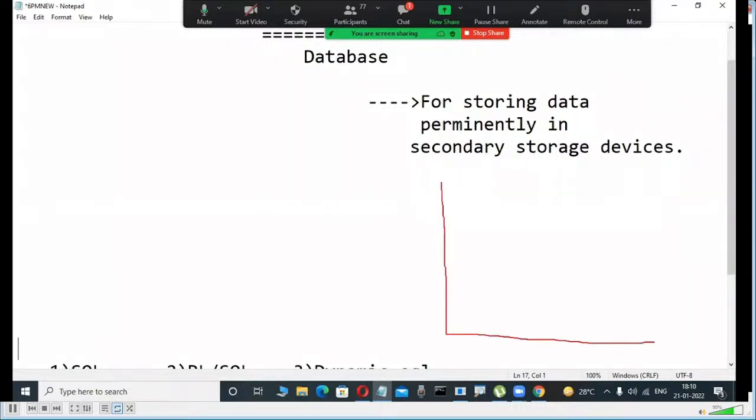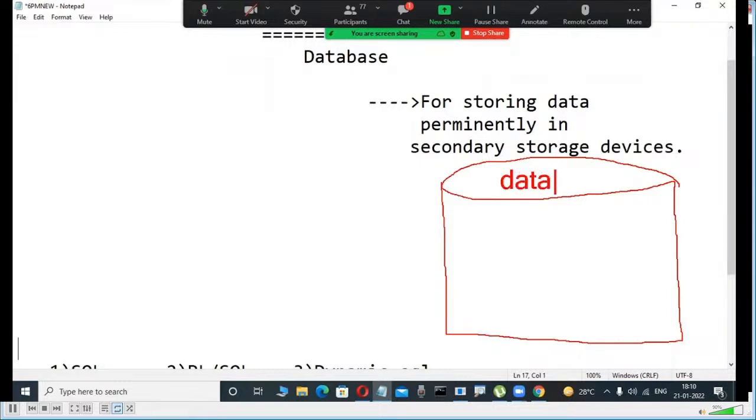These relational databases do not store a random collection of data. They only store a structured collection of data. As I said yesterday, suppose this is an Oracle database. Database means some place, and here we store a structured collection of data in an organized fashion only.